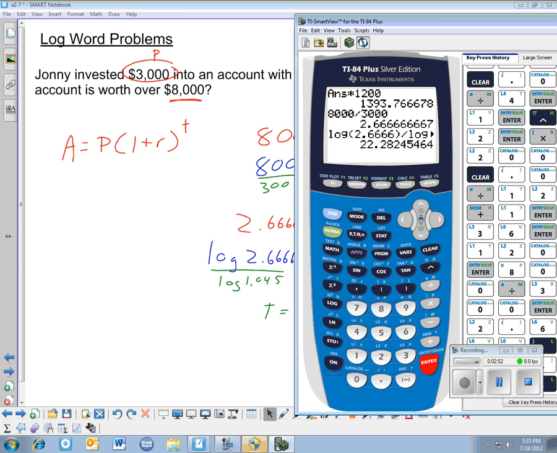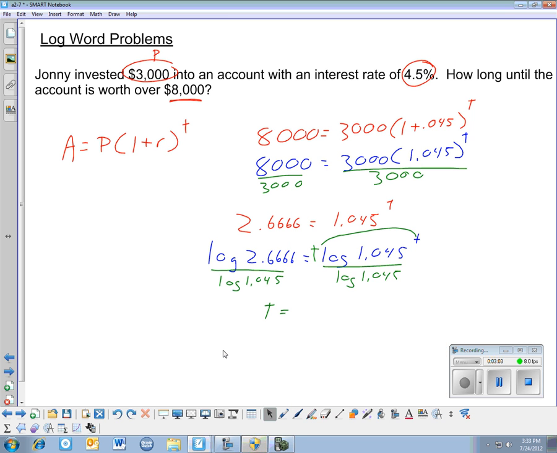So I'm going to round to the nearest whole number, but I want till it's over 8,000. If I round down, it's going to give me just under 8,000. So no matter what the decimal is, because I want over 8,000, I need to round up. So in this case, the answer is 23 years.